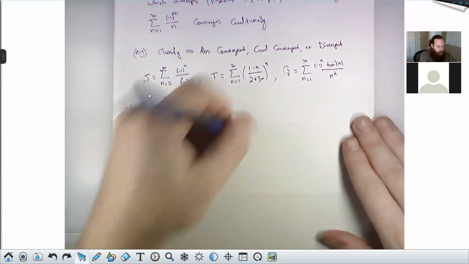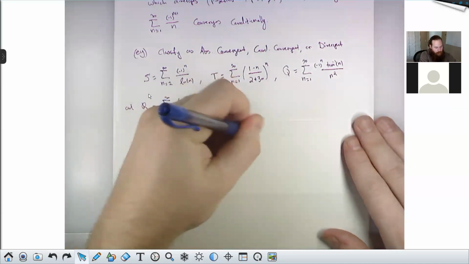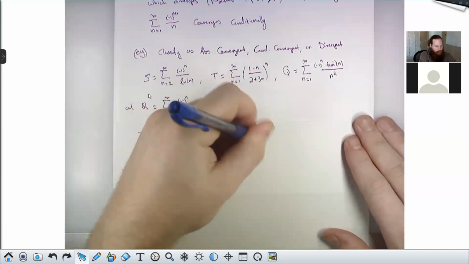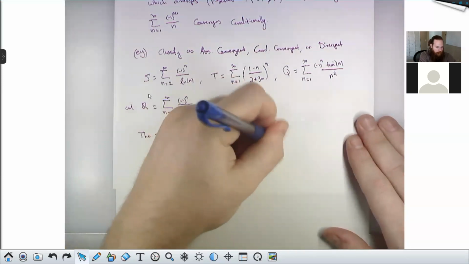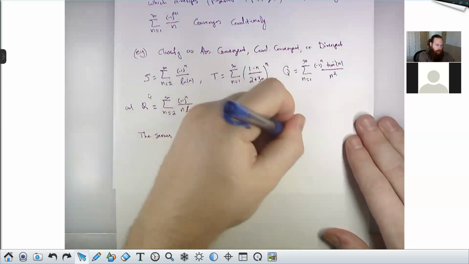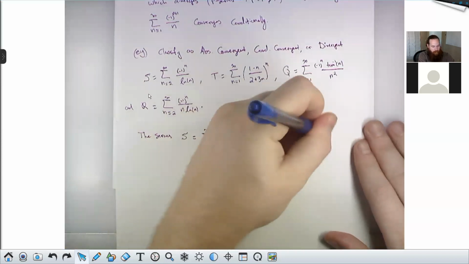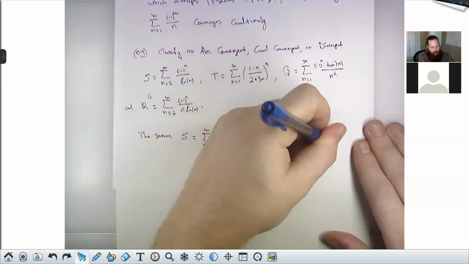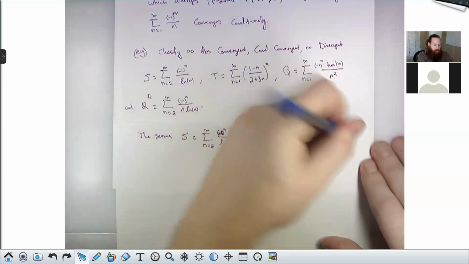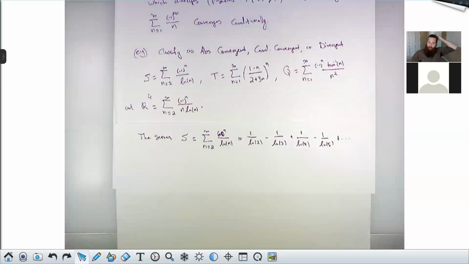I'll write out the first few terms while you're thinking. This is 1 over the natural log of 2 minus 1 over the natural log of 3 plus 1 over the natural log of 4 minus 1 over the natural log of 5, and so on. What kind of series is this?